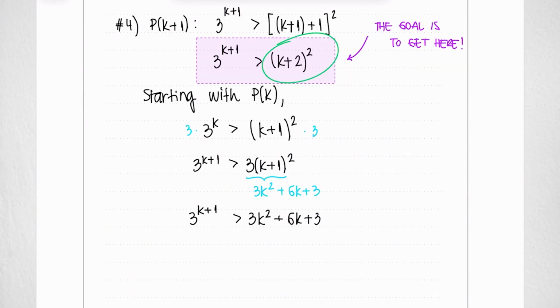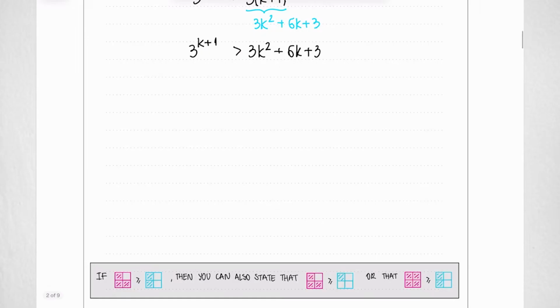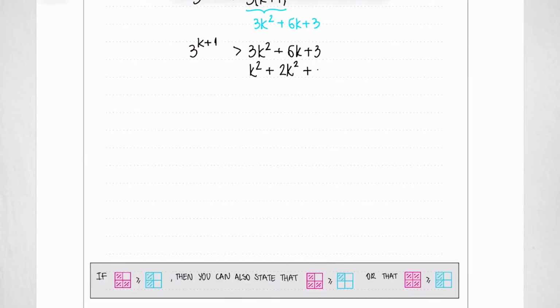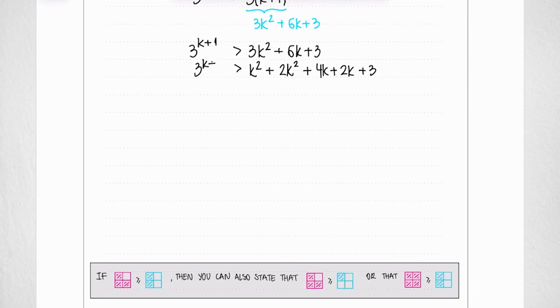Now what we would like to get is k squared plus 4k plus 4, which is of course not the same thing. However, and this is where this diagram comes into play, if we break this 3k squared this way, which by the way doesn't change the expression at all, and if we break this 6k this way, which also does not change the expression, we could replace this 2k squared by 0.